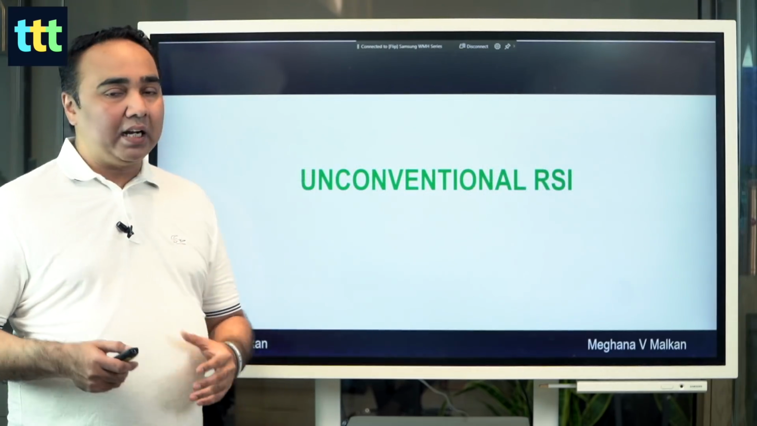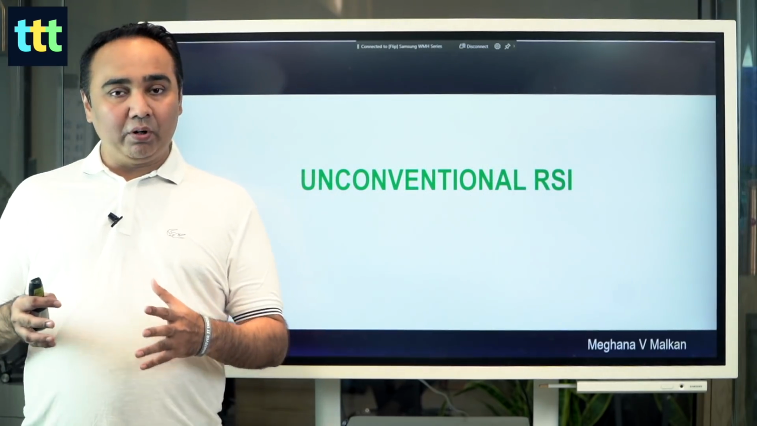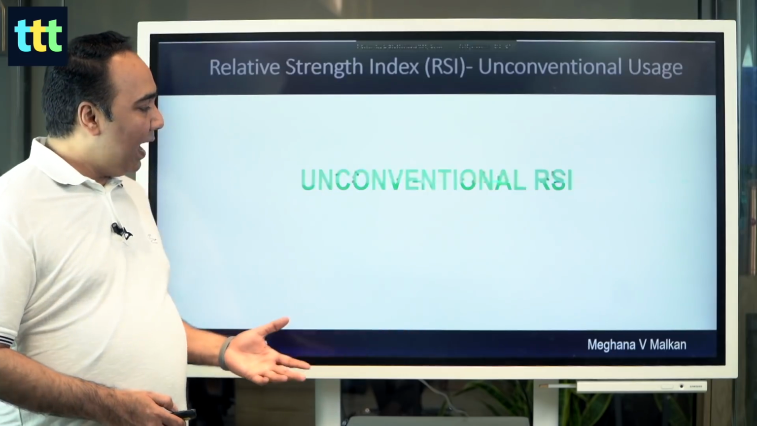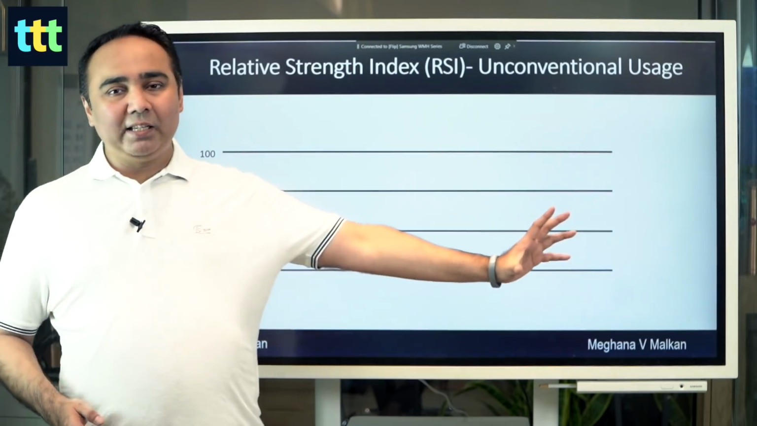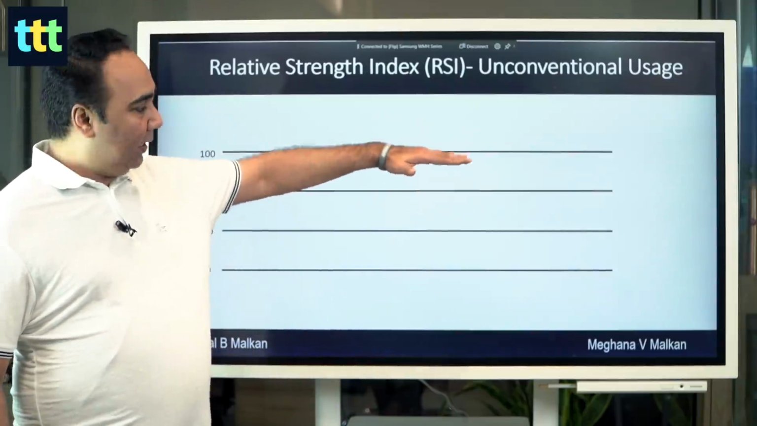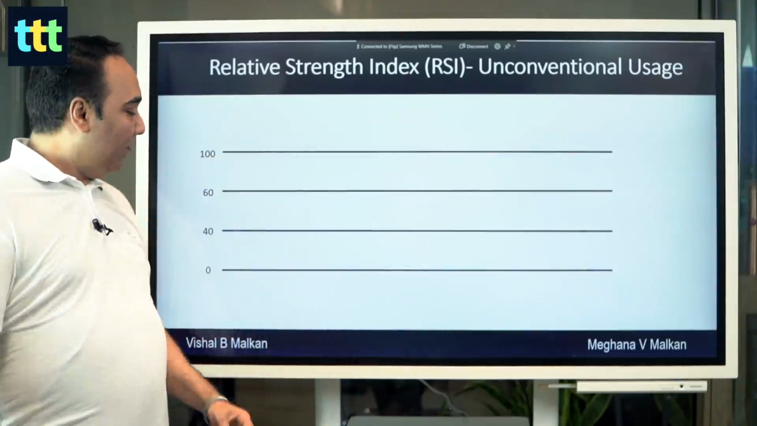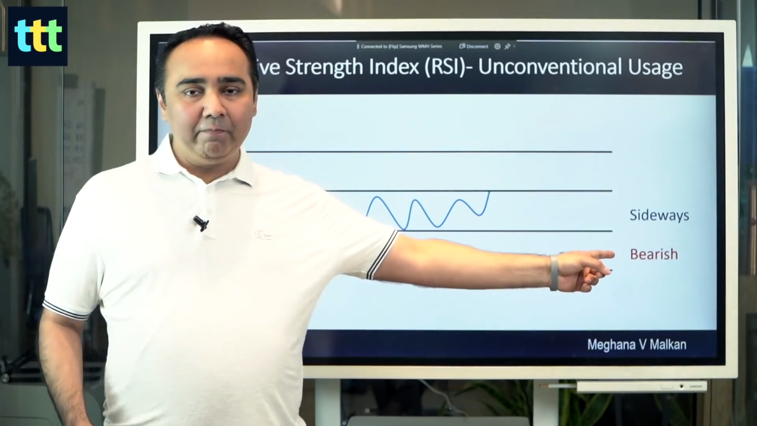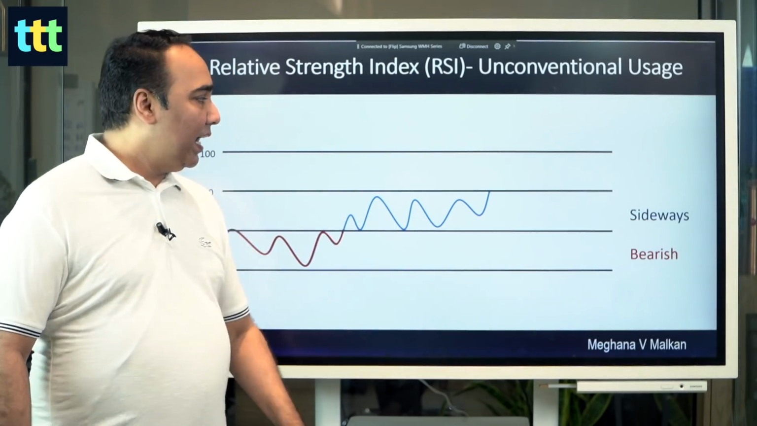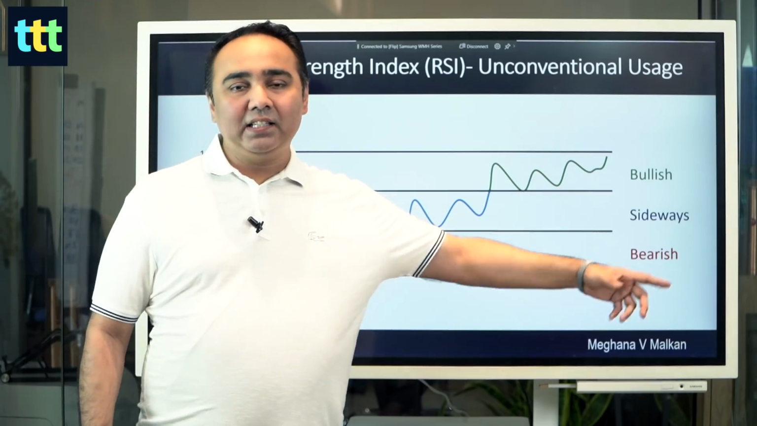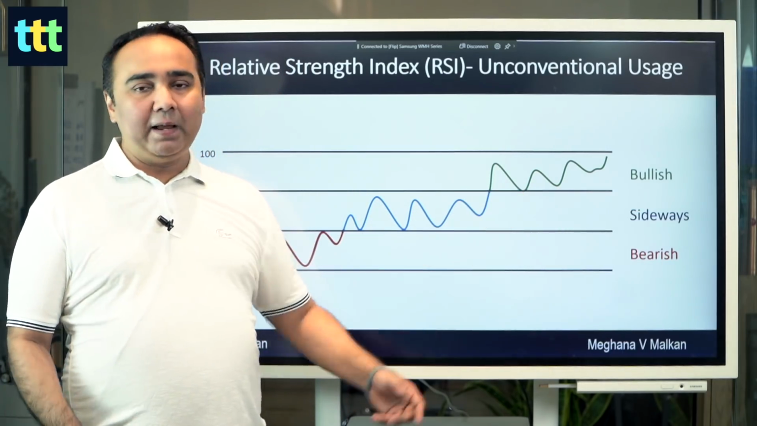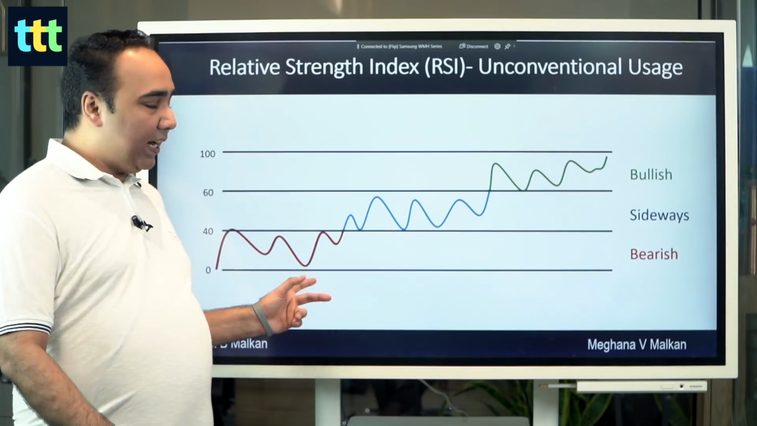So let's talk about unconventional RSI, which we teach in our programs. You must have seen some videos and episodes on that, where we talk about RSI in a very simple format. You're going to use 40 and 60, 0 and 100. If it is below 40, the trend is bearish. If it is between 40 and 60, the trend is sideways. And if it is above 60, then the trend is bullish. That means, in terms of options, above 60, I'm going to buy options. Below 40, I'm going to buy options.